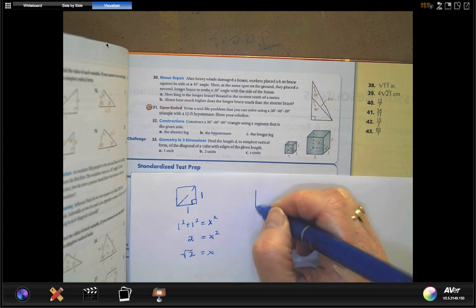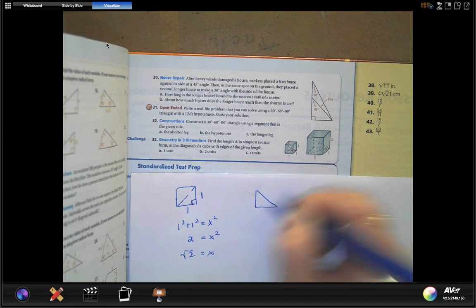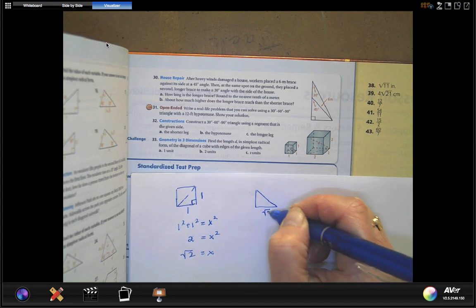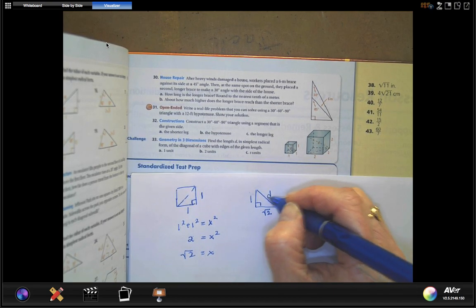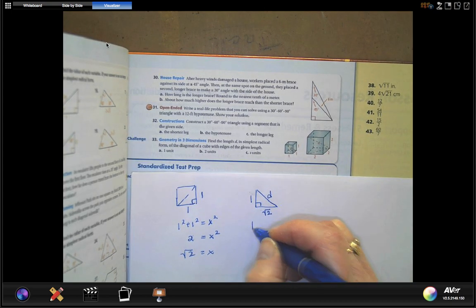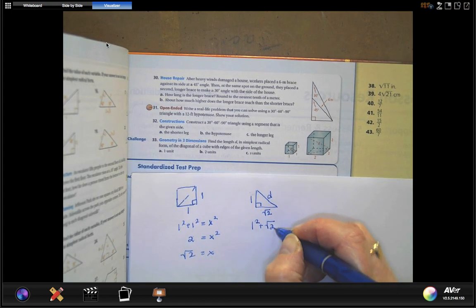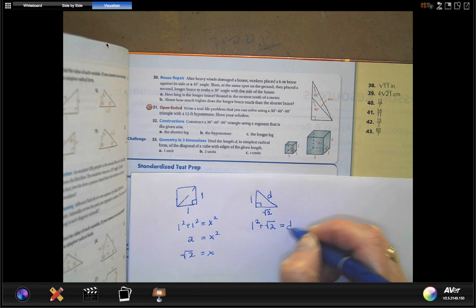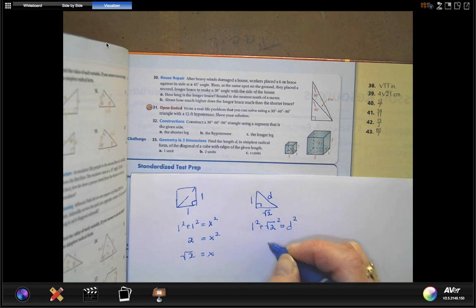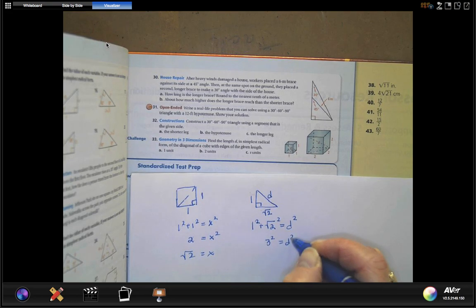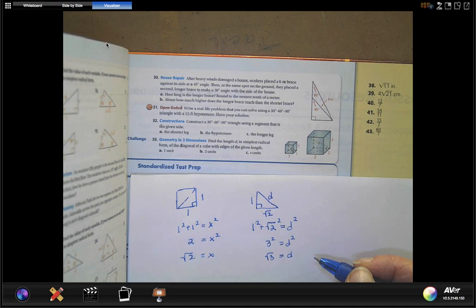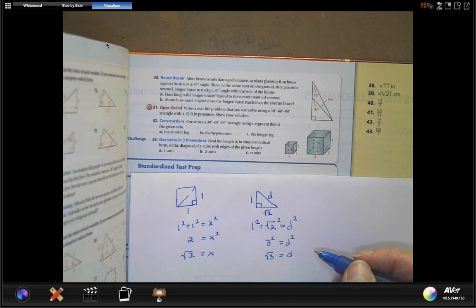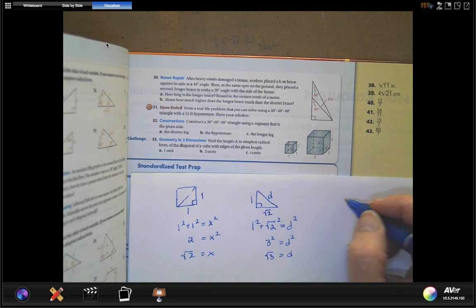But then if you want to find the diagonal, the bottom I just found out was the square root of 2. This height right here is 1. Here's the diagonal. So I have 1 squared plus the square root of 2 squared equals d squared. This ends up being 3 equals d squared. So then I get the square root of 3 is equal to d.